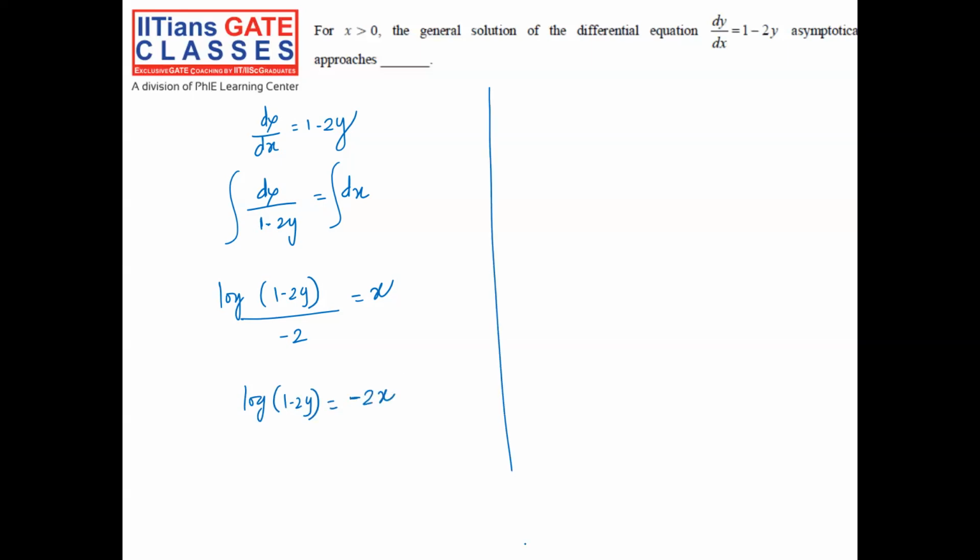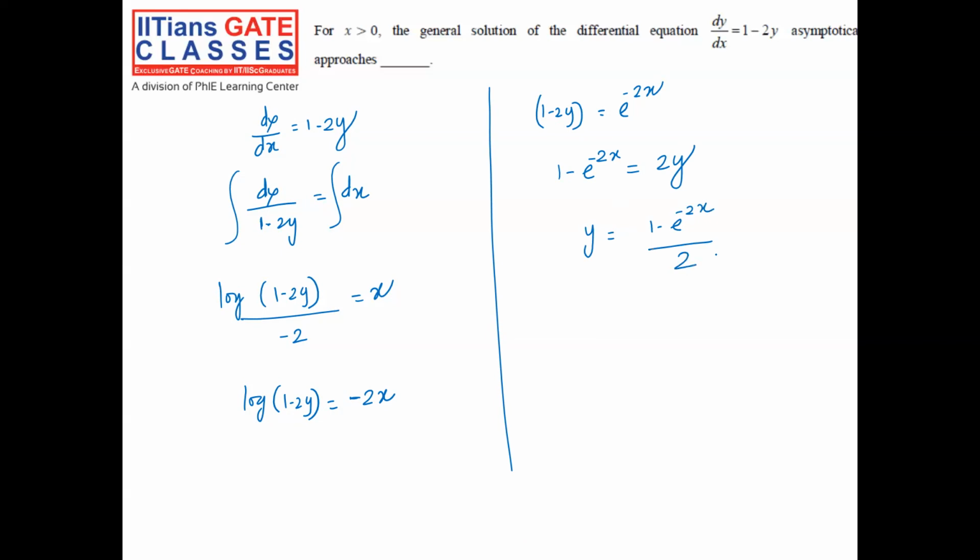Okay, I'm not considering the constant here, just for simplicity, because they have not given any value of the initial condition or boundary condition. So in this case, log of 1 minus 2y is equal to minus 2x. So we can say 1 minus 2y should be equal to e to the power minus 2x. So 1 minus e to the power minus 2x is equal to 2y, and y can be written as (1 minus e to the power minus 2x) divided by 2.